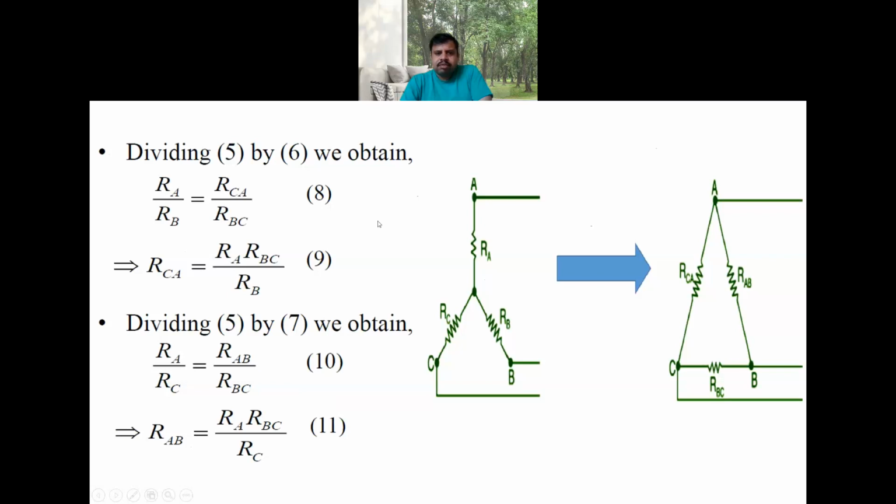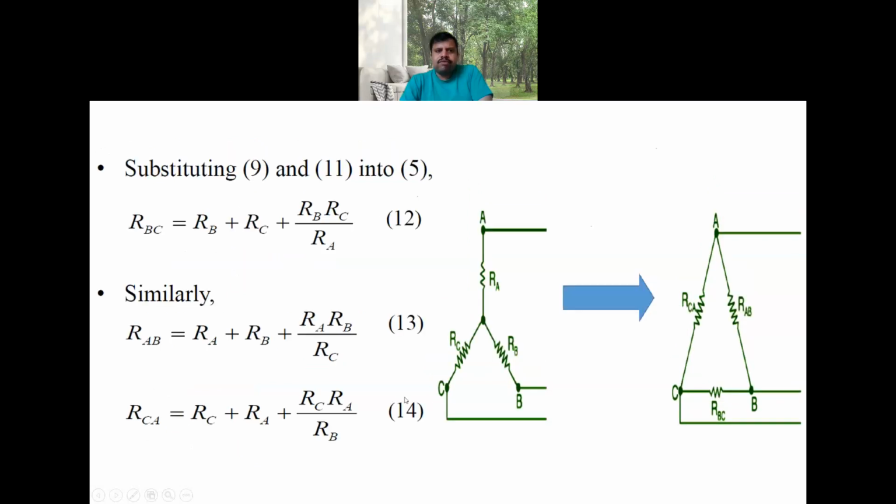If we substitute auxiliary equations 9 and 11 into 5, then what we get is RBC is equal to RB plus RC plus RB RC divided by RA. You will get it like this. Similarly, the same holds for RAB and RCA. So we have obtained certain equations.